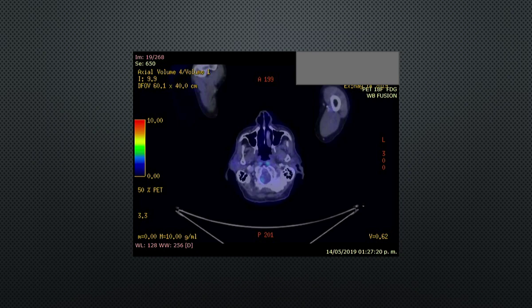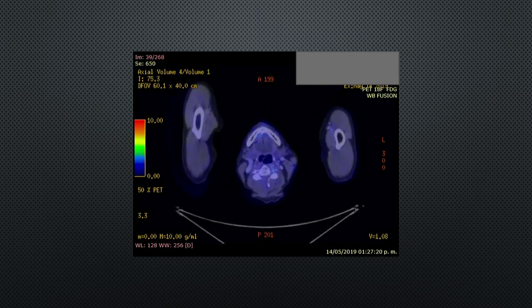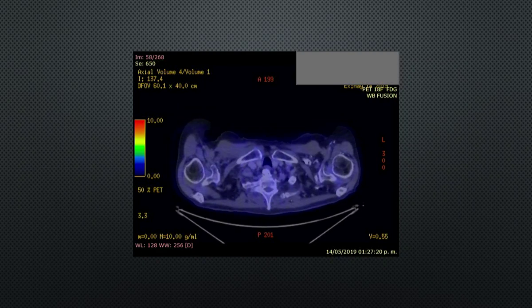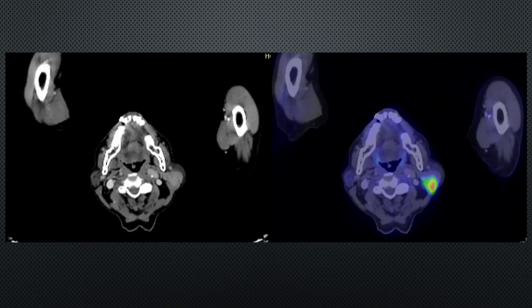And this is a fusion image of the neck, and it shows the Warthin tumor mentioned previously, a mass with increased uptake in the left parotid gland. Here in the CT image with enhancement, we see a well circumscribed tumor with enhancement, and it shows some areas of cystic degeneration, okay? And the left image shows the increased uptake of the tumor.